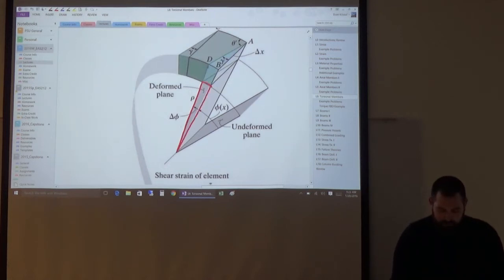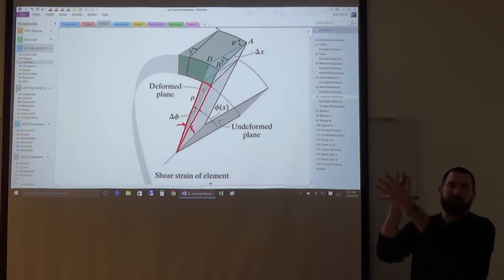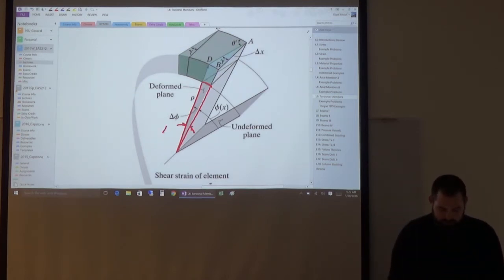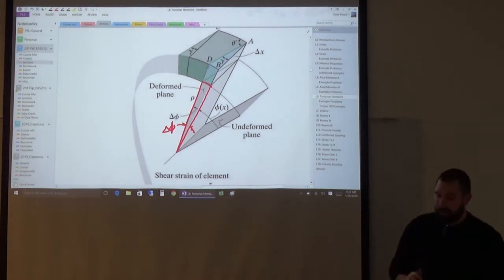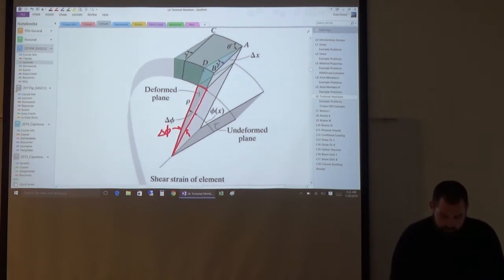That angle right there is our angle of twist. Just between two adjacent sections right here, it says delta phi. That's the angle of twist between two sections some differential length apart. And we're trying to relate that to the shear strain, which is represented up here as gamma.